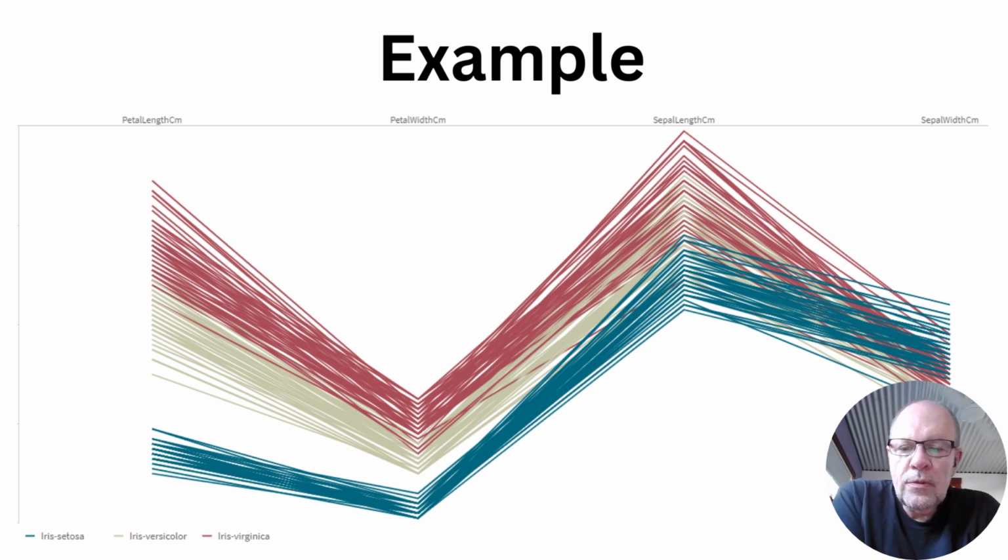Here's one, and so we can see there's a distinct difference between the 3 types of flower irises that we're using in this particular case, particularly for the green one, which is the Setosa.